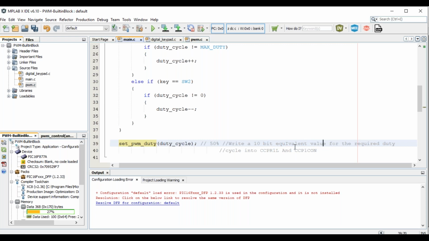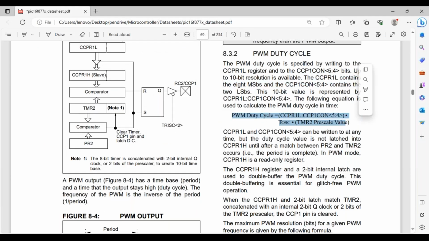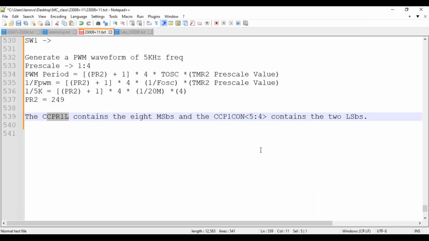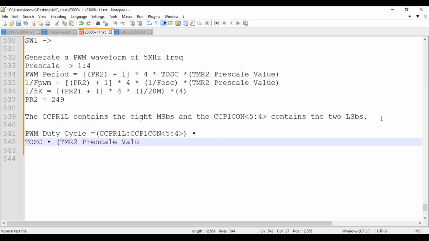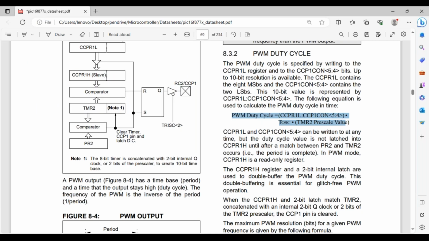Okay, so that is nothing but the set PWM duty function. Now for that also we have a formula. This is the formula I have to make use of, so I'm going to copy the same formula here. PWM duty cycle is nothing but, this is the name of the register, CCPR1L and CCP1CON 5th and 4th position, multiplied by T oscillating frequency, and this is the prescalar value, Timer2 prescalar value.